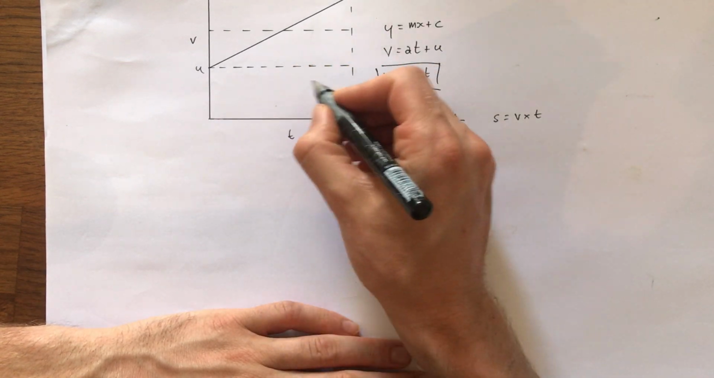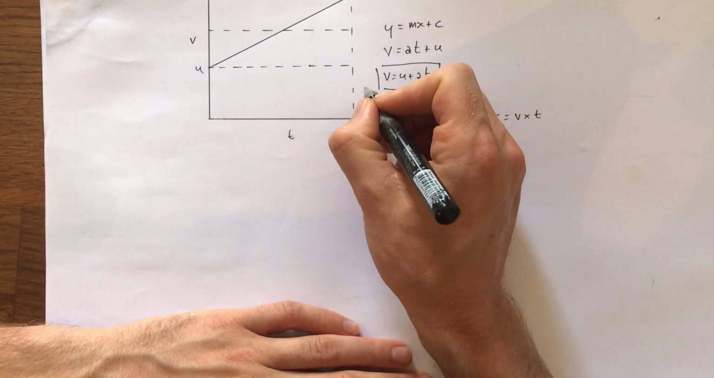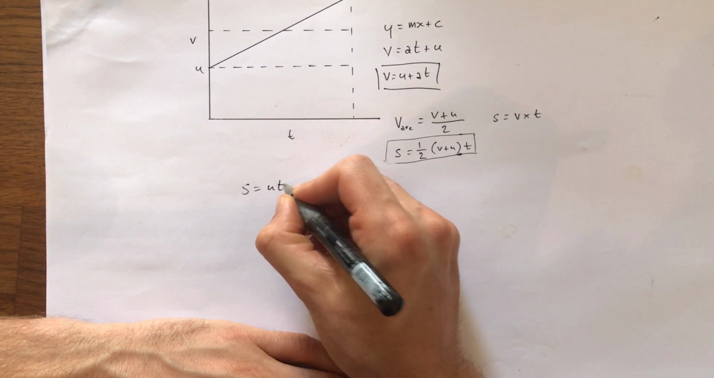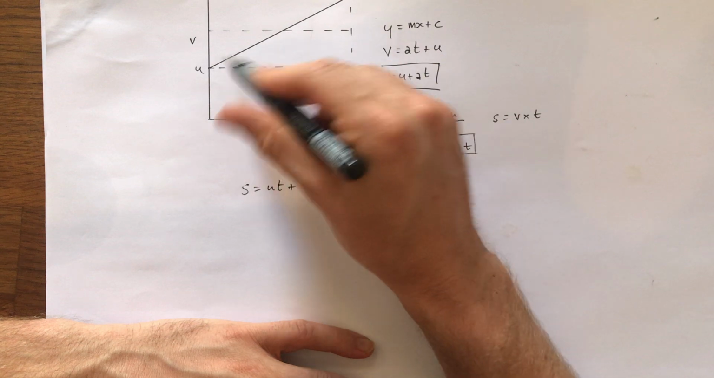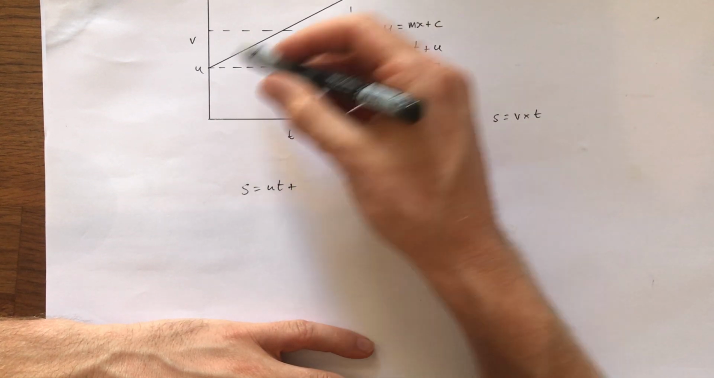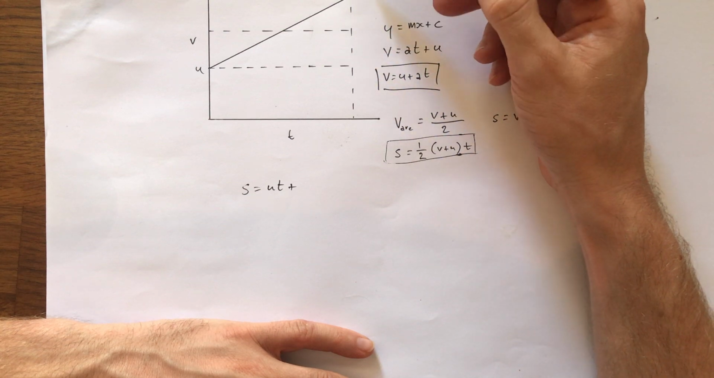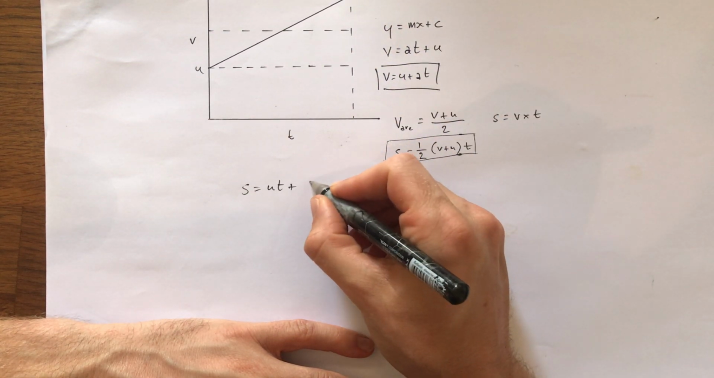So we can see very easily that the dimensions of this rectangle is ut, but of course we have to add in this triangle here. And so to get the area of this triangle, what we can see very nicely is that the height of the triangle is v minus u, so we'll say that.